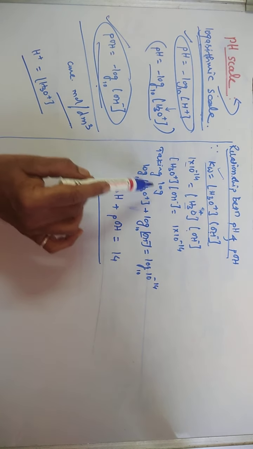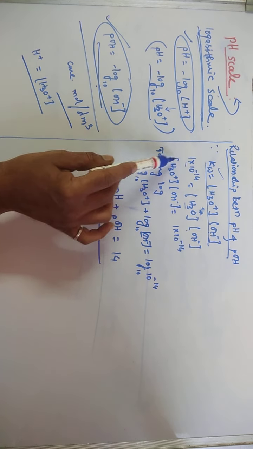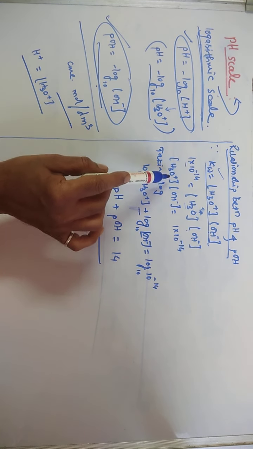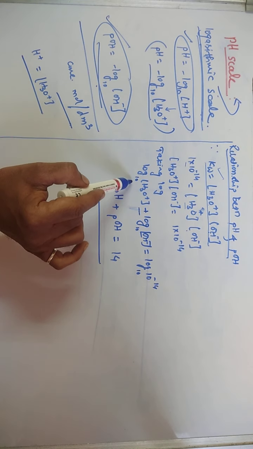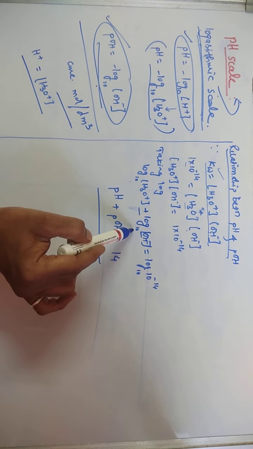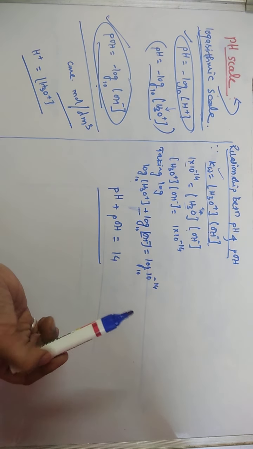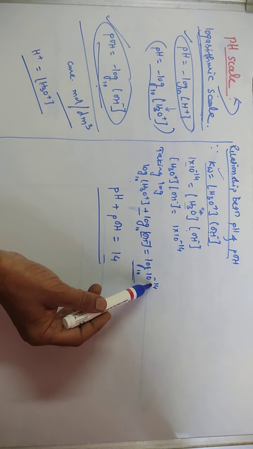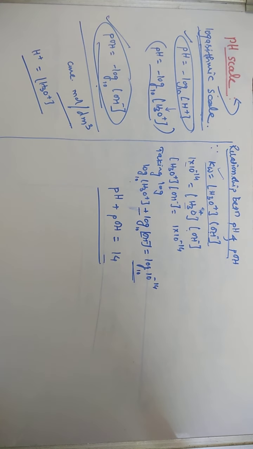Okay, taking log on both sides. When log is applied to a multiplicative term, it becomes a plus after splitting the log. So log of H3O+ concentration to the base 10 plus log of OH- concentration to the base 10 equals log of 10 raised to minus 14. We will see this in detail.